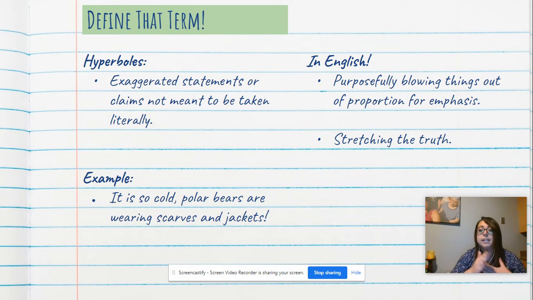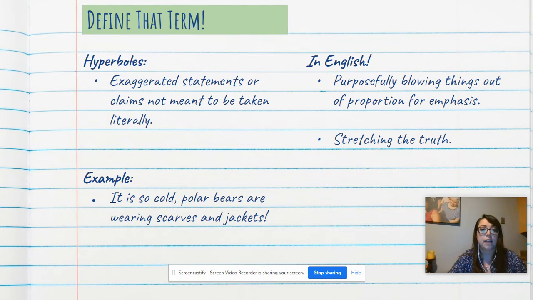So let's DTT, define that term. Hyperboles are exaggerated statements or claims that are not meant to be taken literally, like literally. So in English, we are purposefully blowing things out of proportion for emphasis or stretching the truth. In other words, you are not to be taken literally.